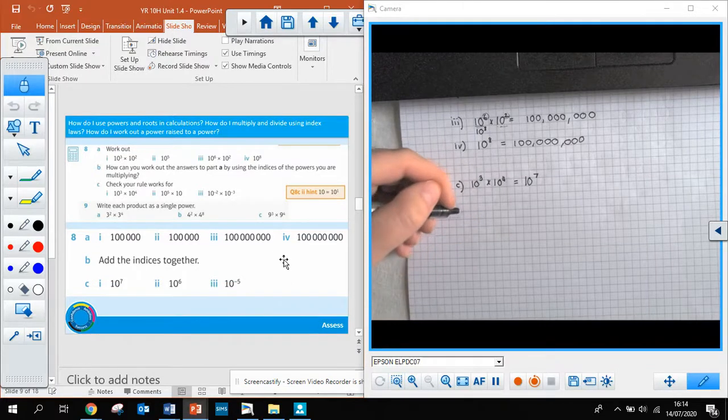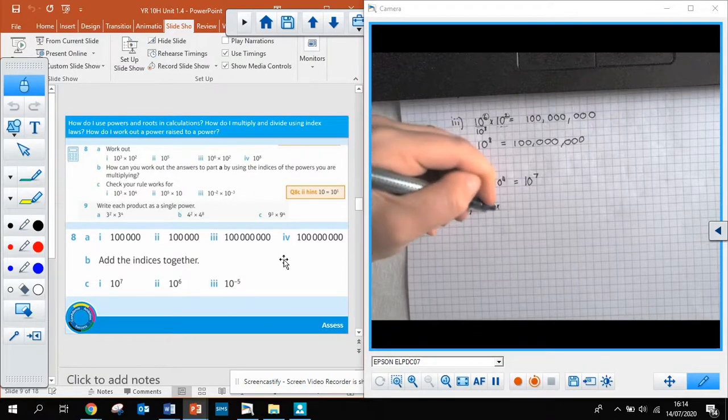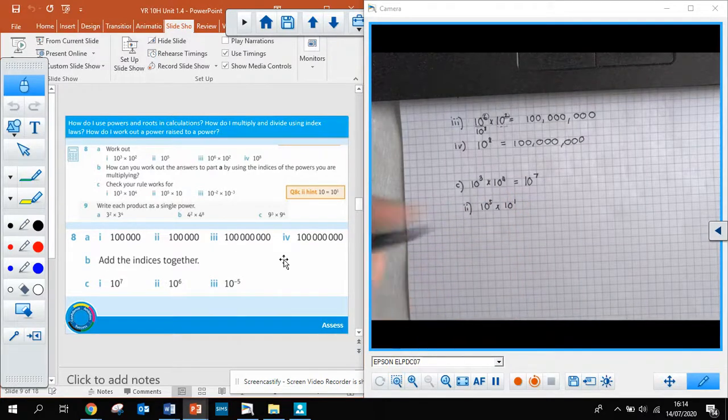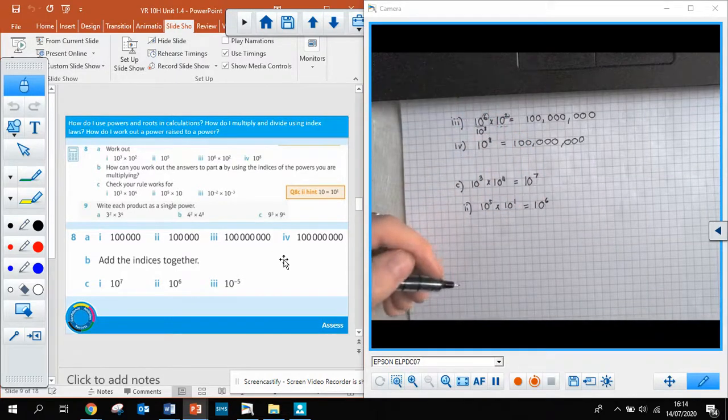Okay, the same. That's part 1. Part 2, you need to add your indices. We don't write the 10 to the power of 5 times 10 to the power of 1. We just don't write the 1 there, okay? Because it's just 10 multiplied by itself once, which is 10. So you just add your indices and you'd get 10 to the power of 6.